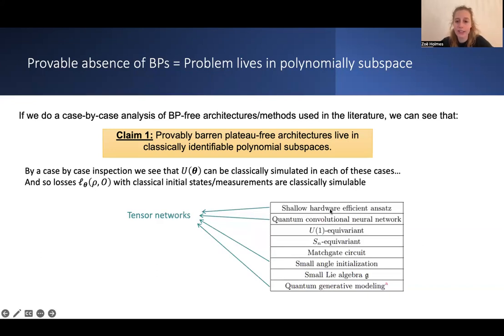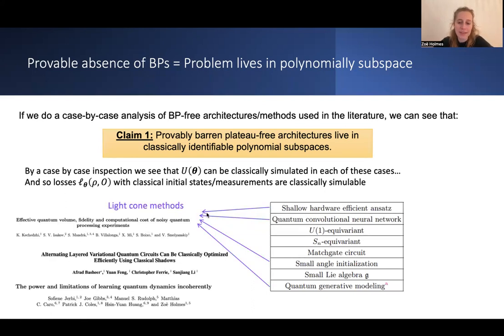Firstly, these shallow hardware efficient ansatz, so basically brickwork architectures up to log depth, or small angle initializations, quantum Gaussian modeling, which basically also just boils down to shallow hardware efficient ansatz, or the quantum convolutional network. All of these can effectively be simulated using tensor networks. These cases can also be simulated using light cone methods. So effectively, you're working with the fact that you don't actually need to consider all measurements in one go. You've just got this light cone, and you can just simulate the unitary within that light cone and drop off everything else.